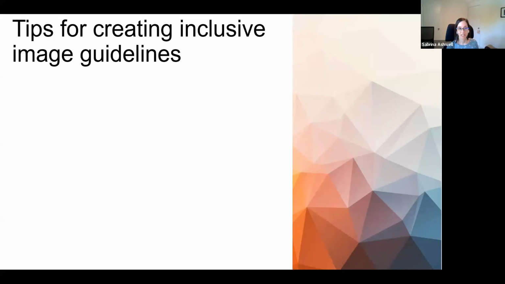I now wanted to move on to talk about tips for creating inclusive image guidelines. The first one is to start with a diverse team. Diverse perspectives make content better. C4 Disc had a group from all parts of scholarly publishing with global representation, and I think that gives the guide a good, well-rounded feel.